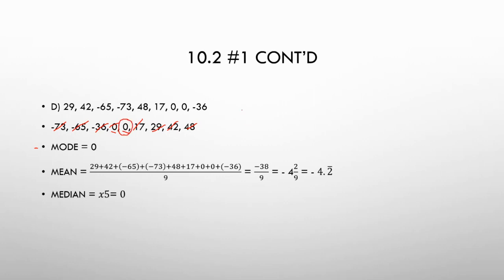If you wanted to use the formula, n is 9. So my middle number is n plus 1 over 2. I take 9 plus 1 over 2, 10 over 2 gives me 5. So my middle number is my 5th number. I could just count 1, 2, 3, 4, 5, and this is my middle number. Okay?